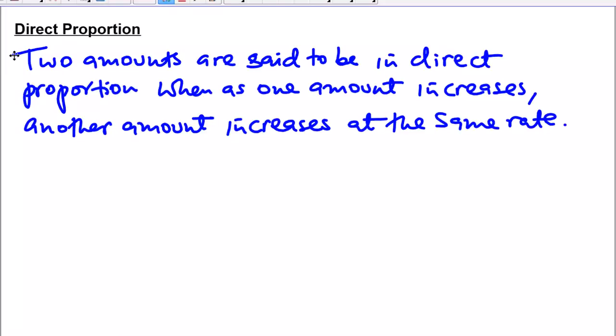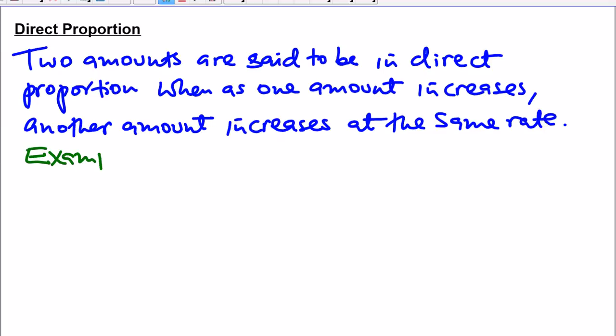This is a definition of direct proportion. Remember, two amounts are said to be in direct proportion when as one amount increases, another amount increases at the same rate. I will look at an example.